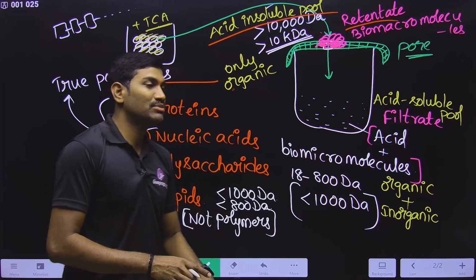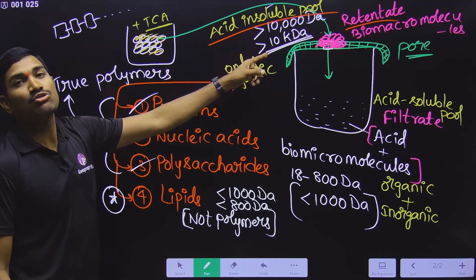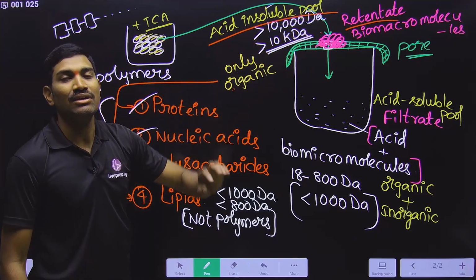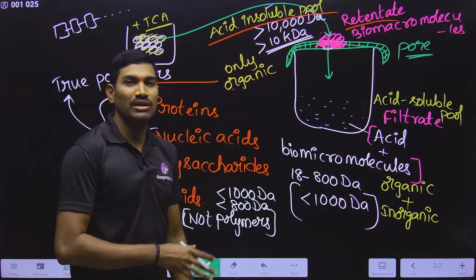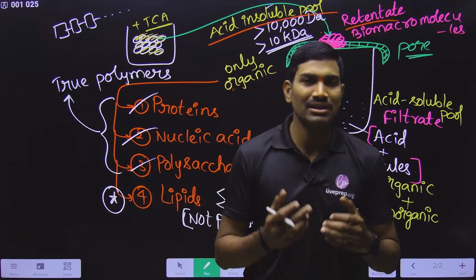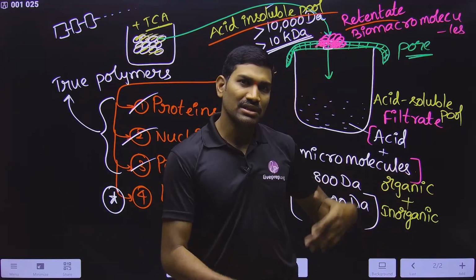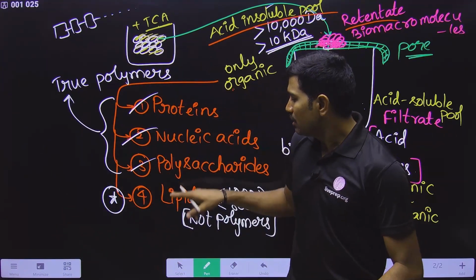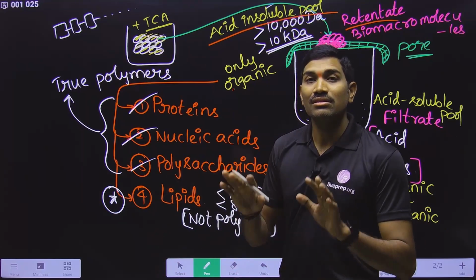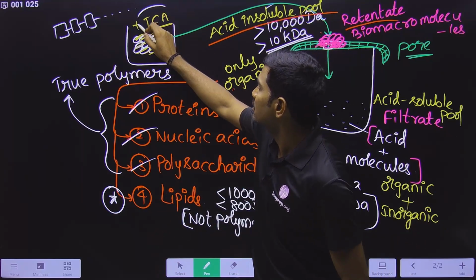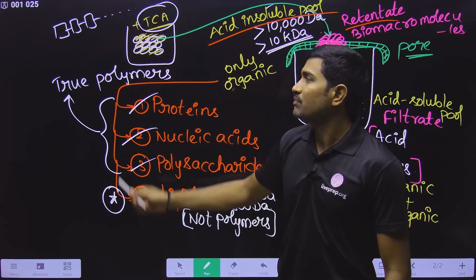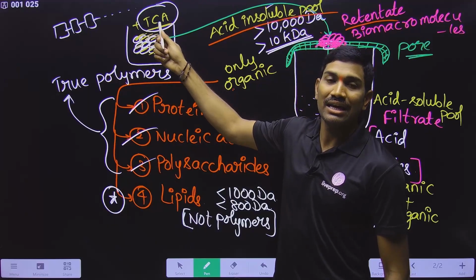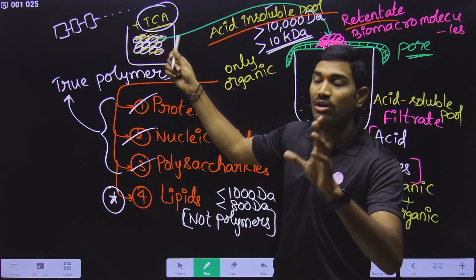But where are we actually observing them? We are observing them under the acid insoluble pool, that is the retentate. What is the logic behind this? Very clearly they mentioned it in NCERT. I am giving the explanation first, then we will read the NCERT sentences. Don't worry. What is the reason for this? The reason is the acid. What type of acid are we using?